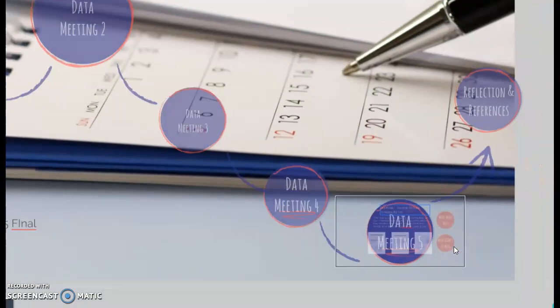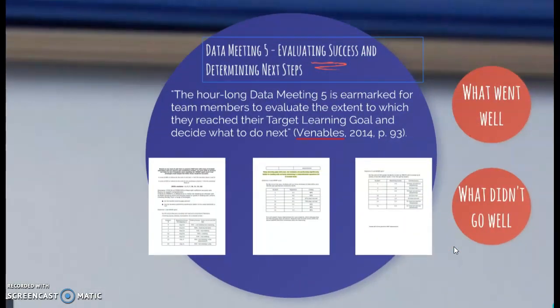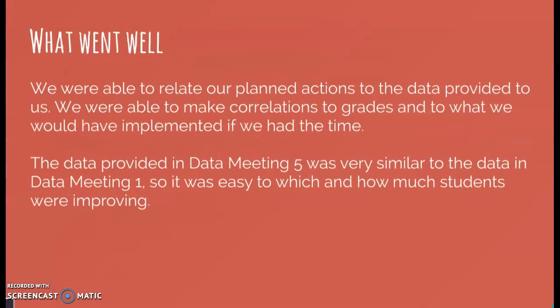We then had our Data Meeting 5, our last data meeting, where we looked at what we were implementing and we looked at final data to see if what we were implementing was successful. What went well is because the data that was given to us this week was so similar to the data in Meeting 1, it was easy to see which and how much students were improving. We were also able to relate our planned actions to the data provided to us. So we were able to make that connection to the grades and what we would have implemented if we had had time.